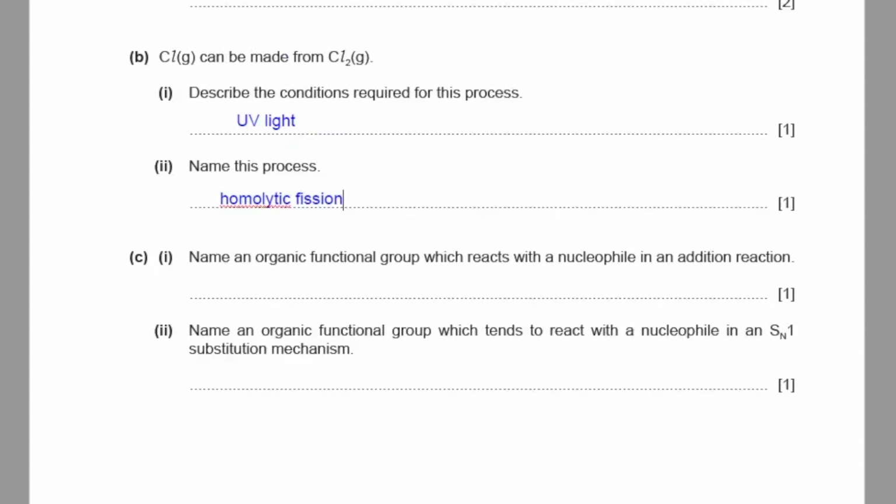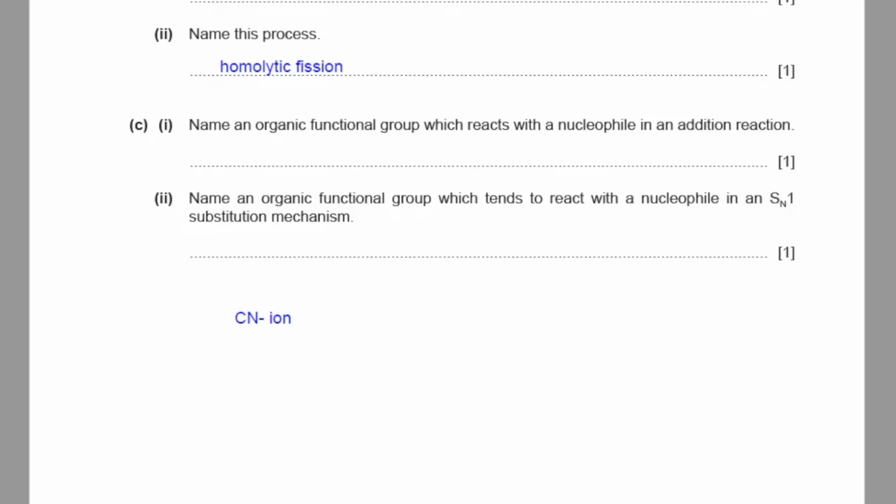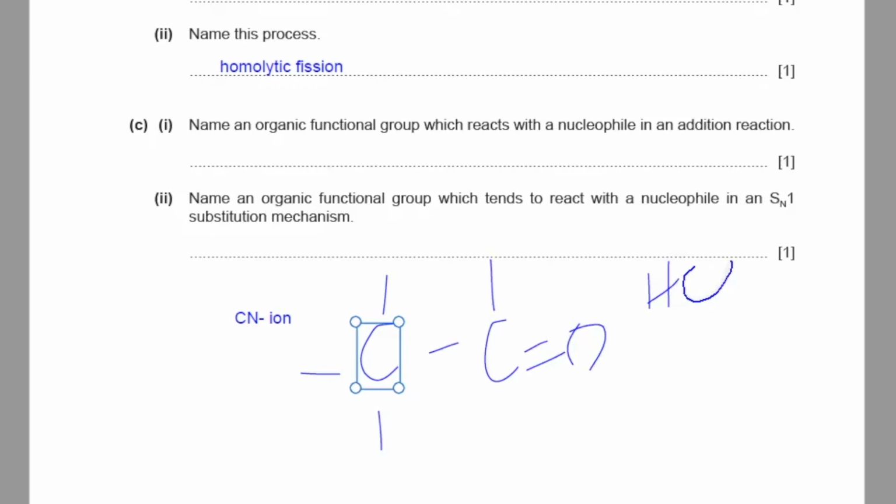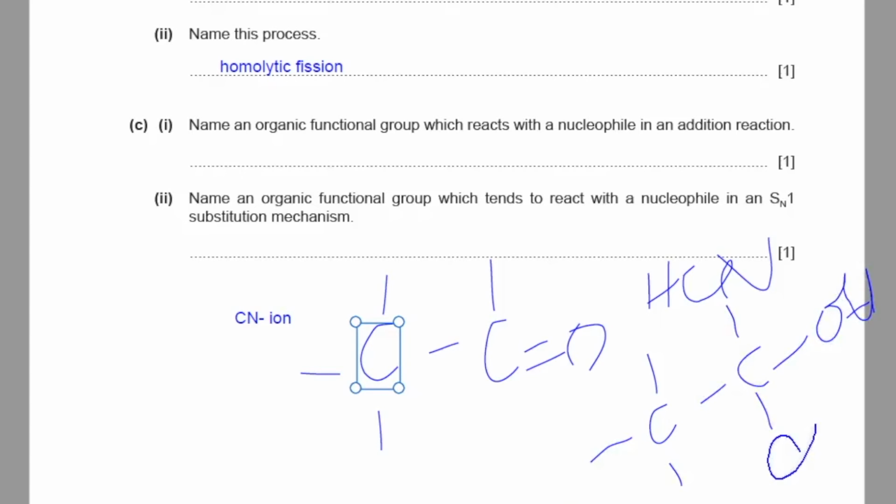Part C, 1, name an organic functional group which reacts with a nucleophile in an addition reaction. It would somewhat look like this, and when it reacts with HCN, it undergoes nucleophilic addition to form OH over here, and CN from HCN comes here. So I can write that an aldehyde functional group is one which reacts with a nucleophile in an addition reaction.